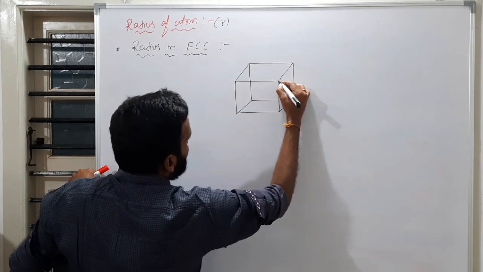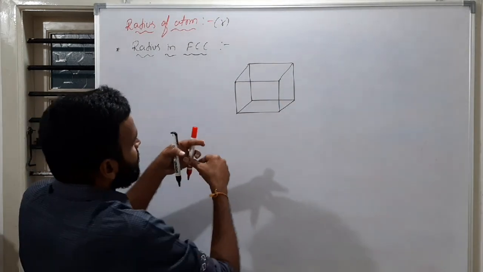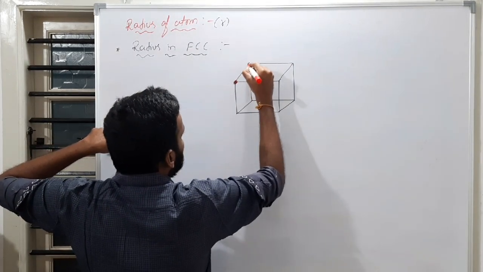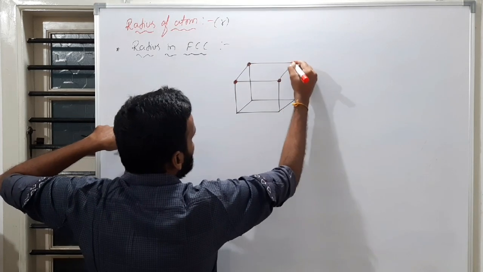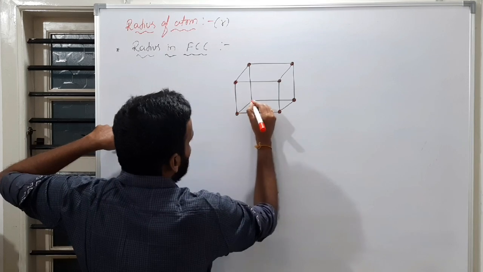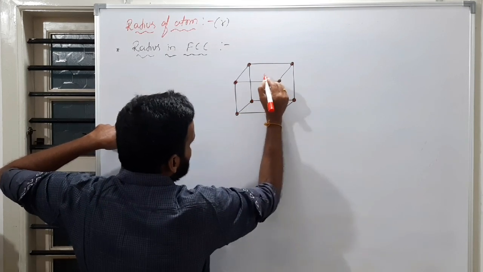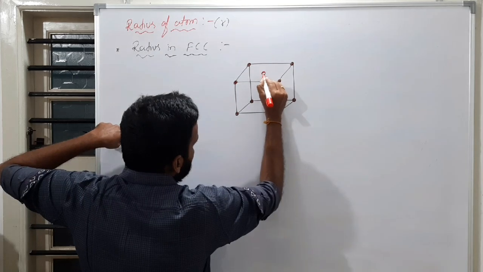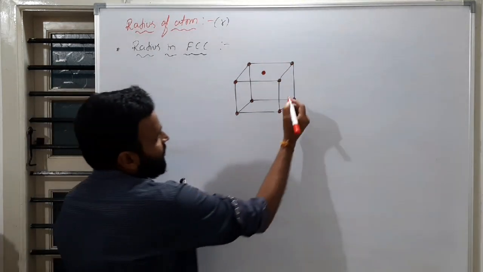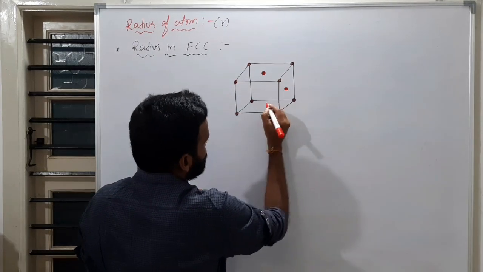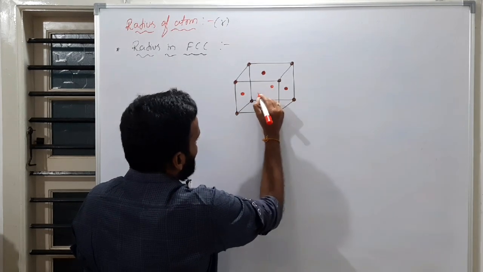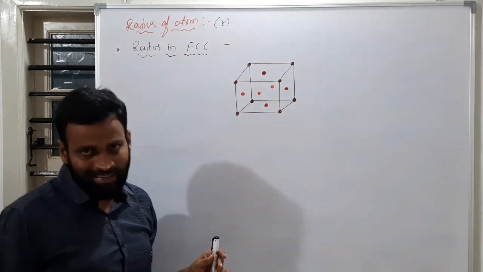Yes, you have atoms like this. Here you have atoms at all corners: 1, 2, 3, 4 and 5, 6, 7 and 8. And you have atoms at the face centers like this. So like that, 6 faces you are having. Here 1, 2 and 3 and 4, 5 and 6. Actually this is the face center.